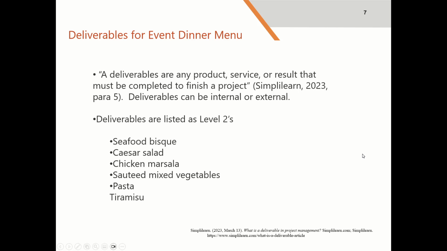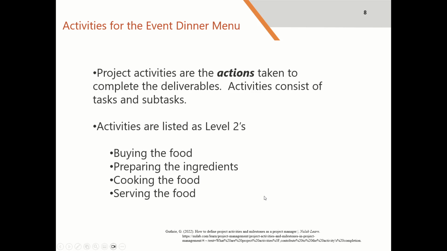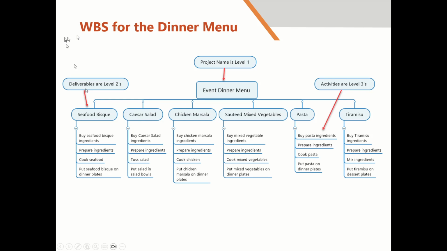So our deliverables for the event. The deliverables are any product, service, or result that must be completed to finish the project. They can be internal or external. They are listed as level 2s. And once again, there's our food items that we're going to have. So the activities are actions that are going to be taken to complete the deliverables. The activities consist of tasks and subtasks. Activities are listed as level 2s, and this is wrong. This should be level 3s.